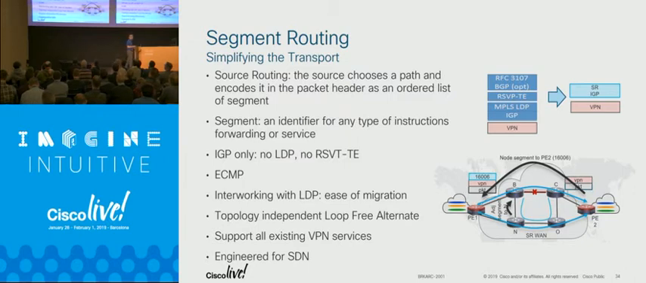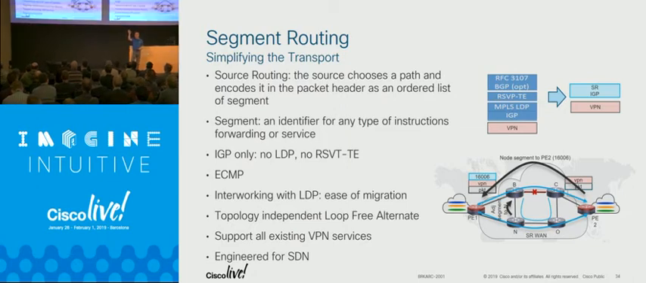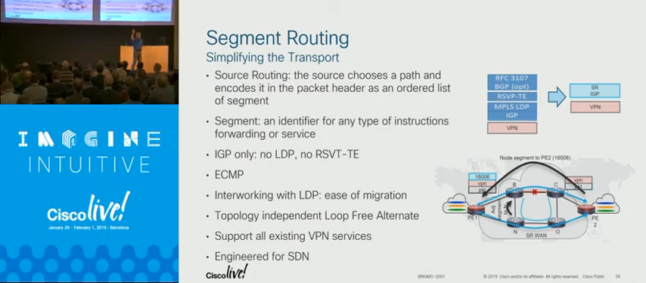Segment routing. How many of you have heard of segment routing, or you may have already deployed segment routing? That's great. Segment routing really simplifies your WAN transport. It does so by taking a different approach. It is using a source routing paradigm by encoding the path in the packet header as an ordered list of segments. In other words, an MPLS label stack.